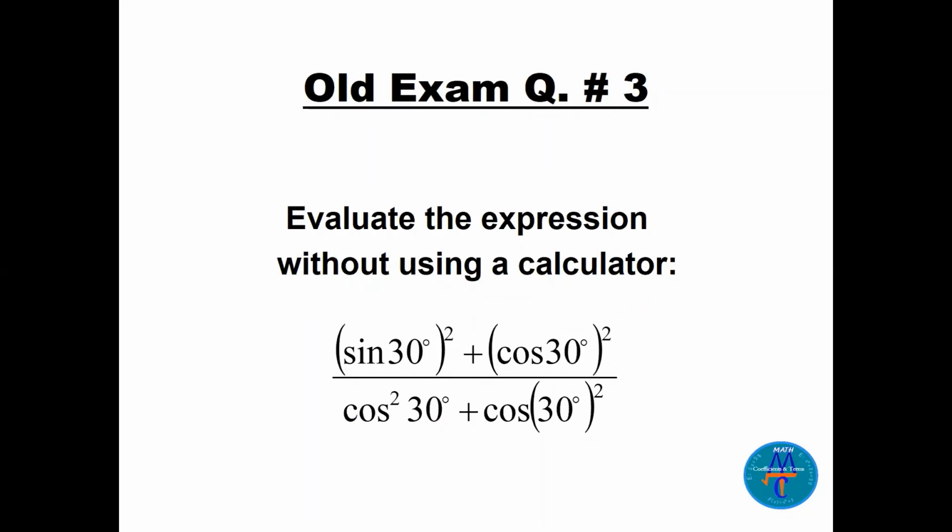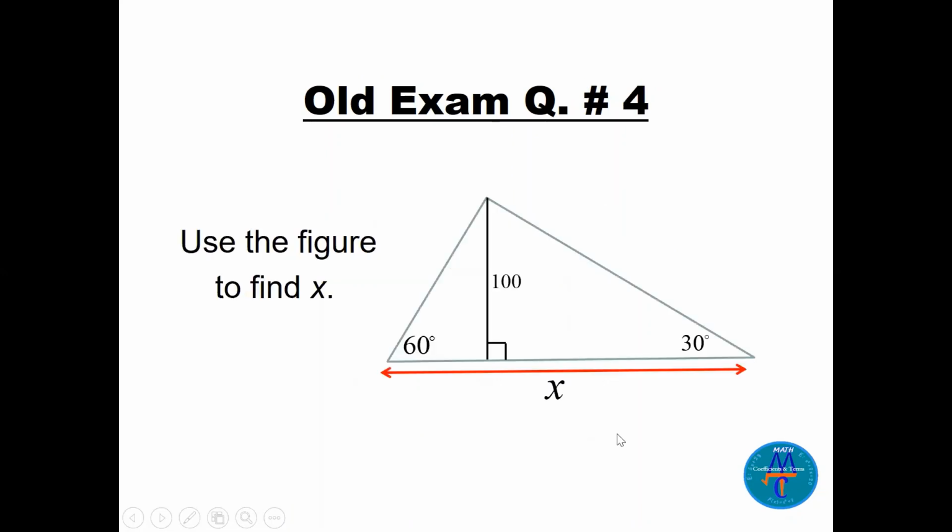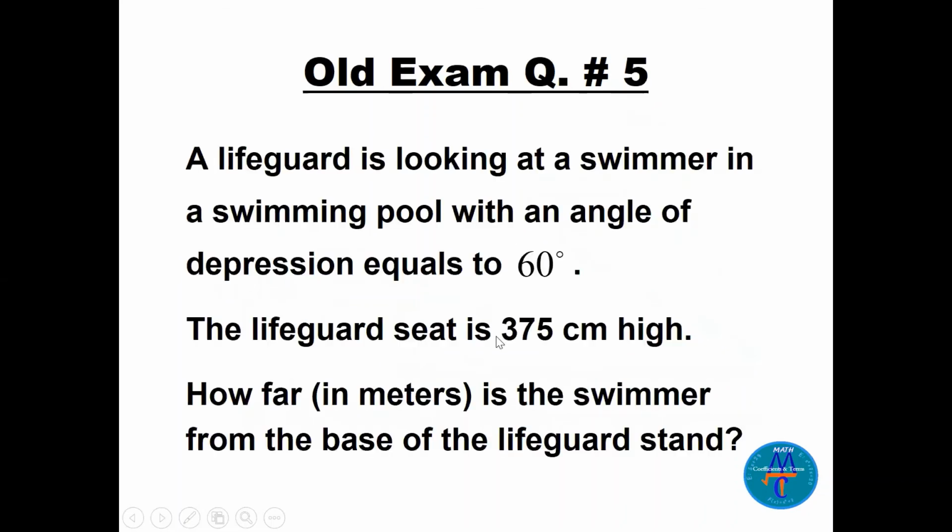Question number 3 is a little tricky. Evaluate the expression without using a calculator. We have sine 30 all squared plus cosine 30 all squared, divided by cosine squared 30 plus cosine 30 squared. Figure out and try to see the trick inside. Question number 4, we have two small right triangles in a big triangle. Find the value of x, all this x. This is angle 60, angle 30, and this side is 100.